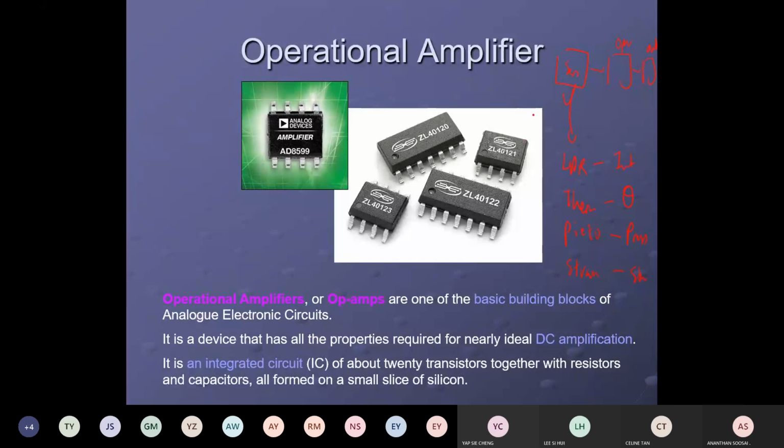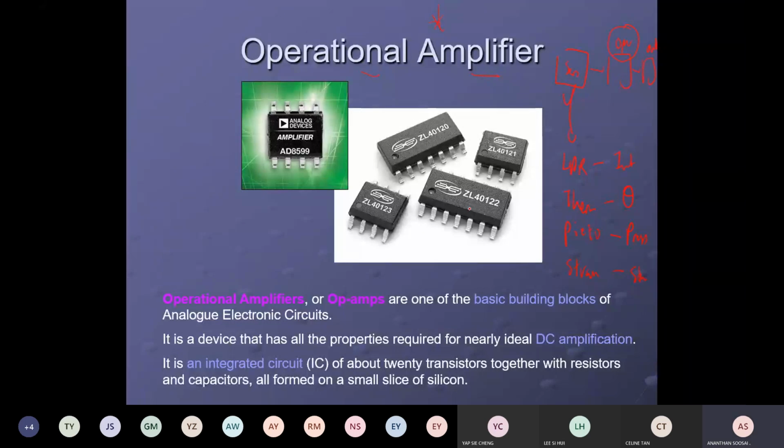Okay. Now this sensor is connected to the brain, the operational amplifier. We call it operational amplifier. Okay. This is the main part of the topic. The main part of the topic is about operational amplifier.